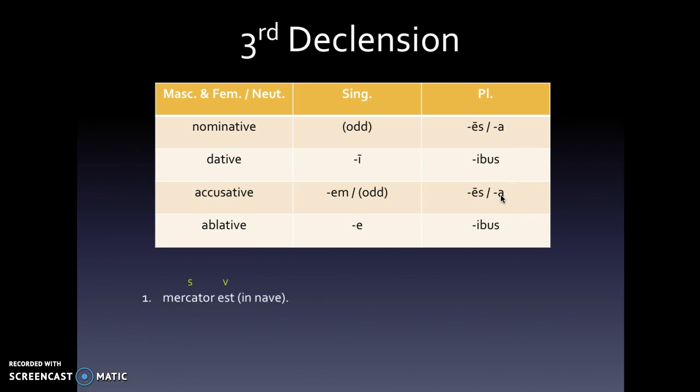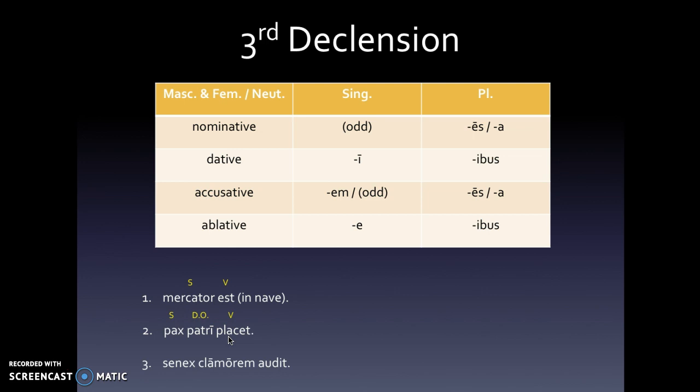Mercator est in navi. The merchant is in the ship. This OR here. There's no ending written out, therefore it goes in the odd box. That's how we knew that it was nominative and therefore our subject. Pax patri placet. Pax is our subject. Patri is our direct object. Even though it is dative, placet is a special verb. That's why patri is our direct object. Peace is pleasing to the father.